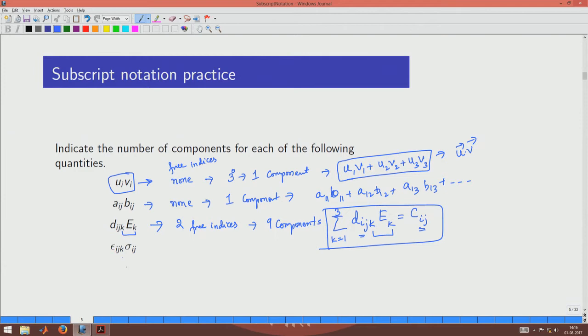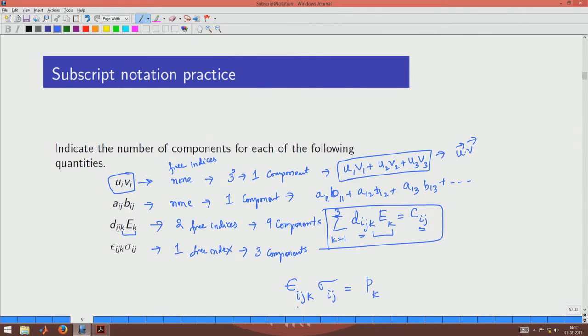So here, the last quantity, epsilon_ijk and sigma_ij, you can see that i and j are repeating. So therefore the only index that is free is one free index, which is basically k, and therefore there will be 3 components. So if there is only one free index k, then you could write this expression as follows: epsilon_ijk sigma_ij is equal to, for example, p_k.